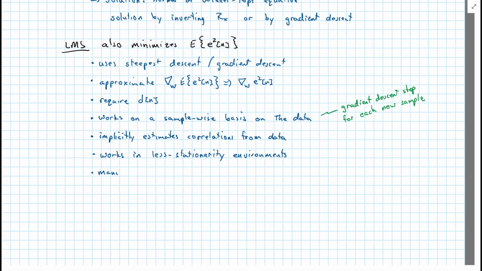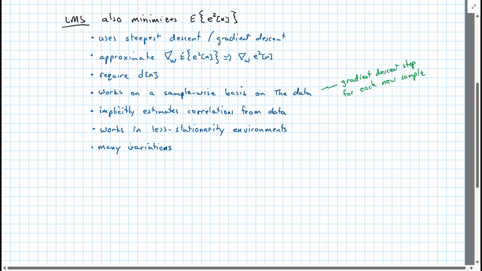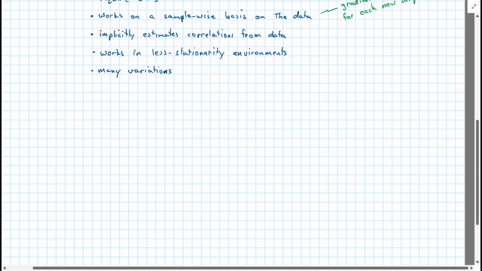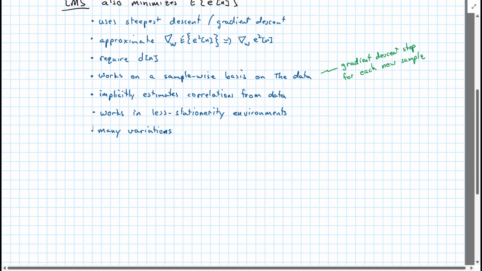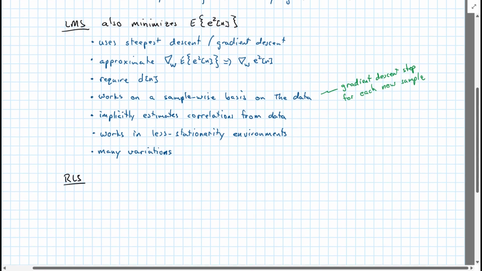We also discussed many variations. The most effective or popular and used one is the normalized LMS algorithm. But we also talked about variations that are more or less computationally efficient. Then we spent the last series of lectures on the recursive least squares algorithm.